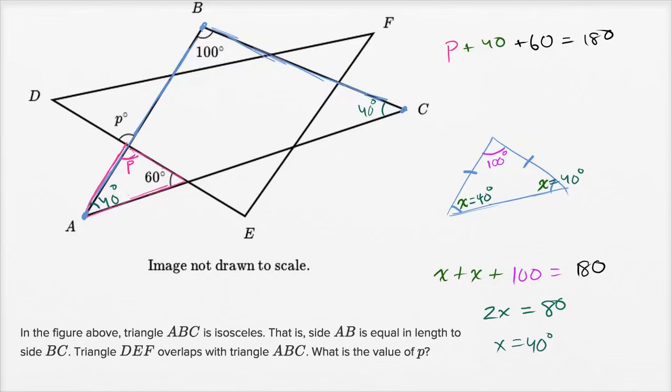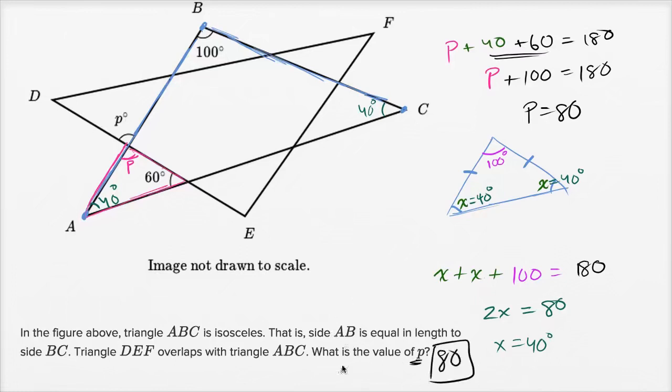Or we could write P plus, if we add the 40 and the 60, you get 100. P plus 100 is equal to 180. If we subtract 100 from both sides, we get P is equal to 80 degrees. So what is the value of P? Or I guess this is P degrees. So the value of P is 80.